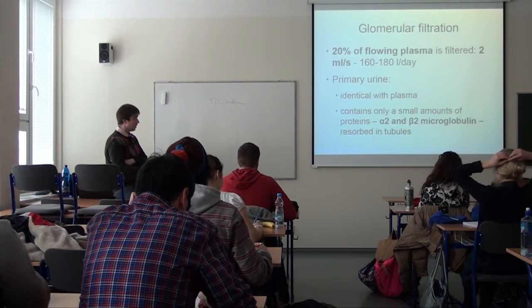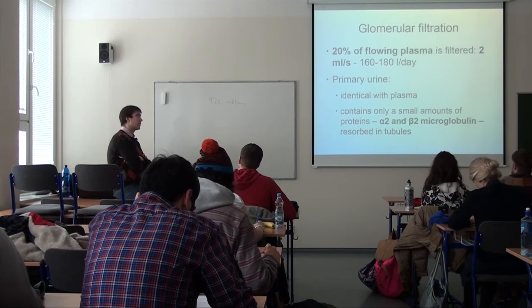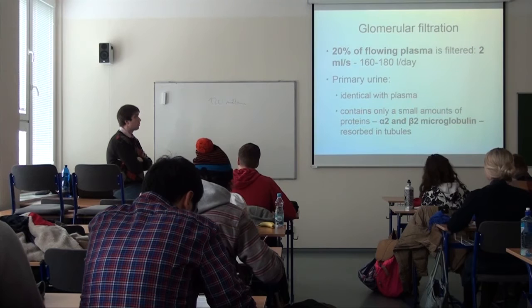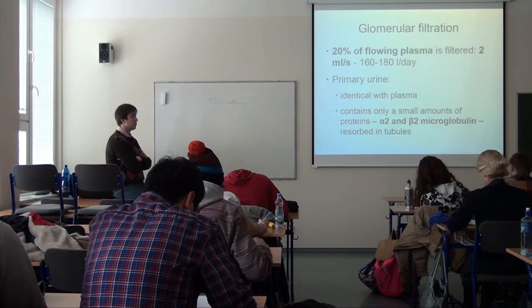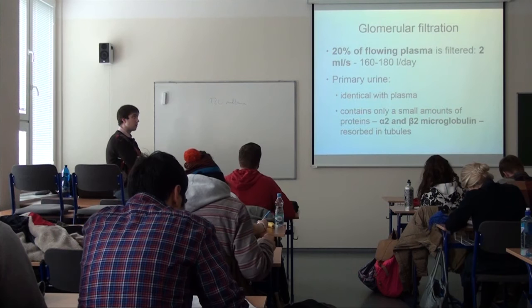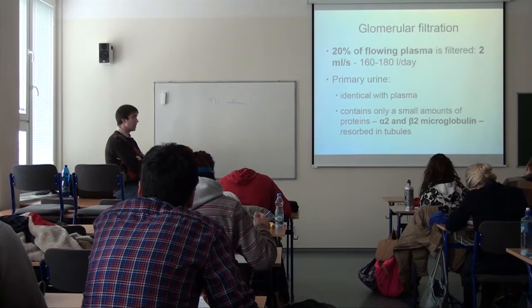For you as a doctor, it's most important this value, 2 milliliters per second. For this value, or the classification of kidney impairment is done by this value. Yes? Normal glomerular filtration is 1.2 milliliters per second to 2 milliliters per second. If you have lower value than 1.2 milliliters per second, the patient has the kidney failure type 1 or kidney impairment type 1. Yes? And if the patient has lower than 0.3, it's the most severe kidney impairment.